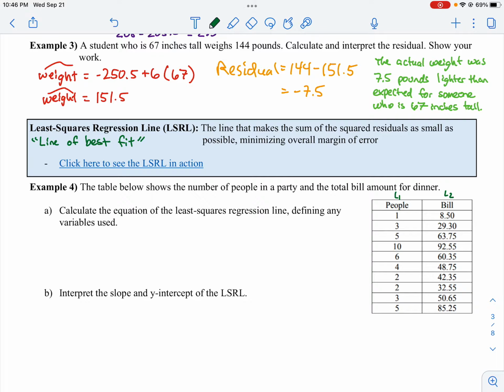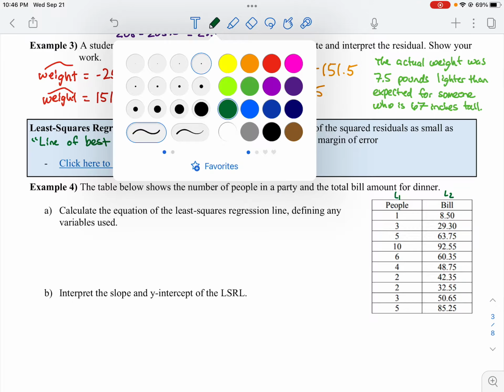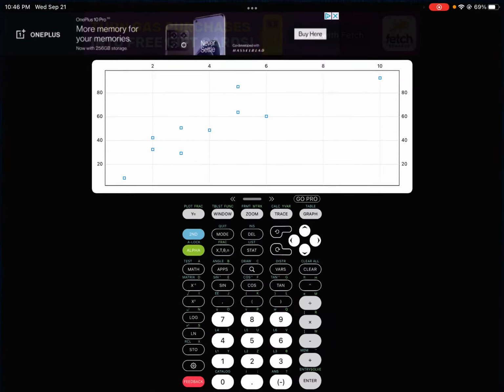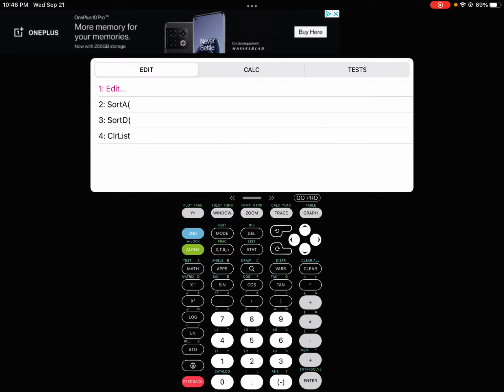Okay. So part A, calculate the equation of the least squares regression line, defining any variables used. So I've got my data here in list 1.